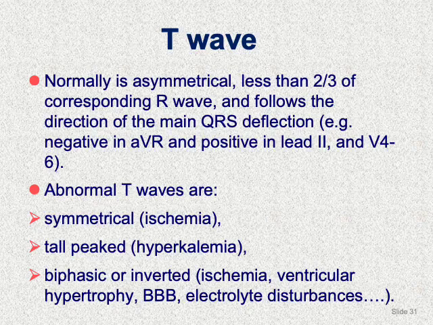Abnormalities of the T wave: if we have a symmetric T wave, this is ischemia. If you have a tall peaked T wave, this is hyperkalemia. And if it is inverted or biphasic, this has many reasons, including ischemia, ventricular hypertrophy, bundle branch block, digoxin, electrolyte disturbance, a lot of causes.